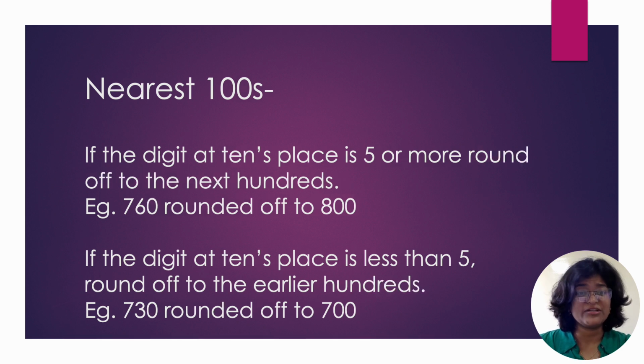The nearest hundreds. If the digit at the tens place is 5 or more, round off to the next hundred, so 760 would be rounded off to 800. If the digit at the tens place is less than 5, round off to the earlier hundred, so 730 would be rounded off to 700.